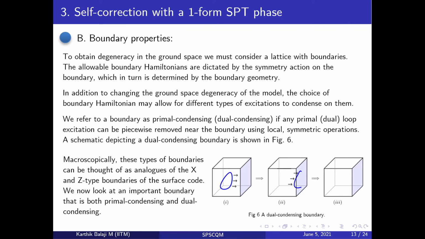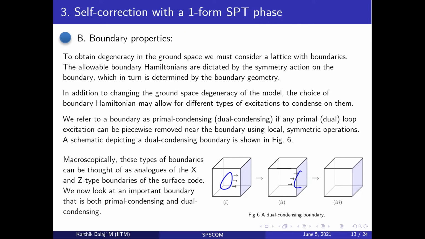Now let's move on to the boundary properties of the RBH model. To obtain degeneracy in the ground space, we must consider a lattice with boundaries. The allowable boundary Hamiltonians are dictated by the symmetry action on the boundary, which in turn is determined by the boundary geometry. So in addition to changing the ground space degeneracy, the choice of the boundary Hamiltonian may allow for different types of excitations to condense on. Here by condense we mean that an excitation can be absorbed on the boundary or emitted from a boundary.